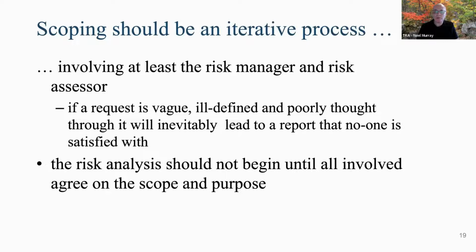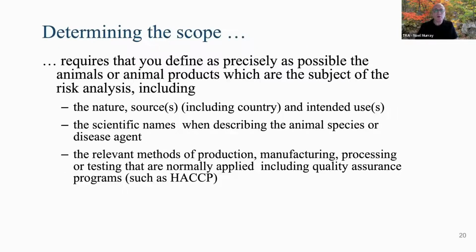In determining the scope, we need to define as precisely as possible the animals or animal products which are the subject of the analysis, and importantly, the nature, the sources, including the country of origin, and the intended uses in the importing country. What are the scientific names? We need to use those when describing animal species or disease agents, so we have a clear understanding. And then, what are the relevant methods of production, manufacturing, processing or testing normally applied? They could include quality assurance programs such as HACCP.